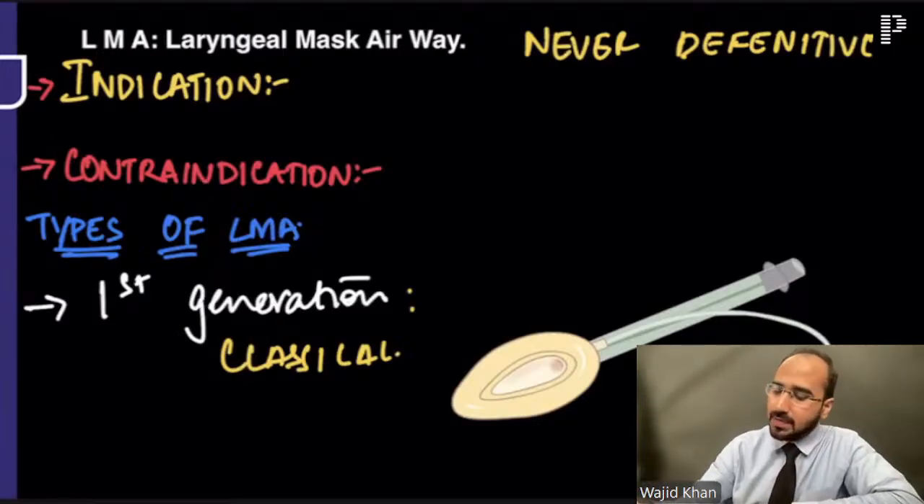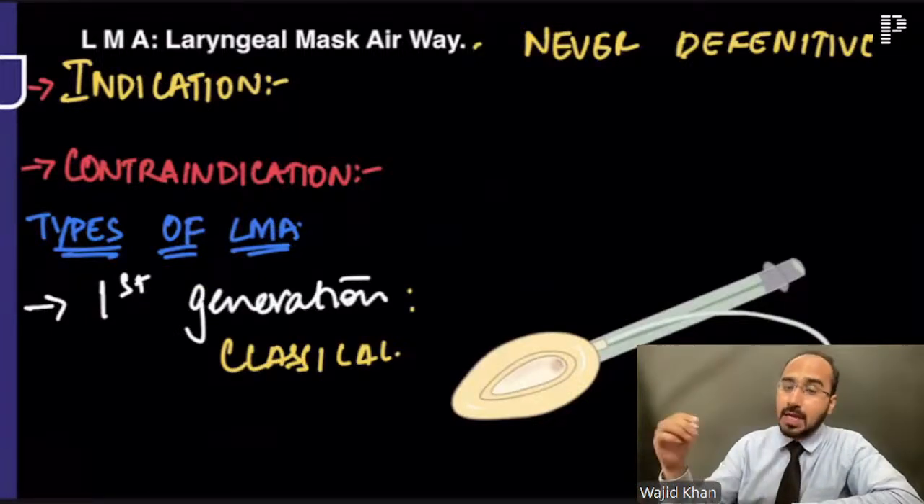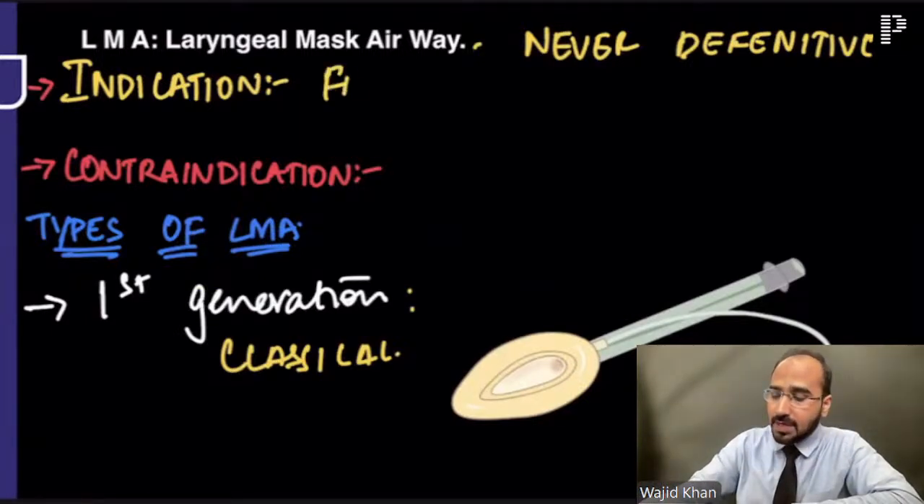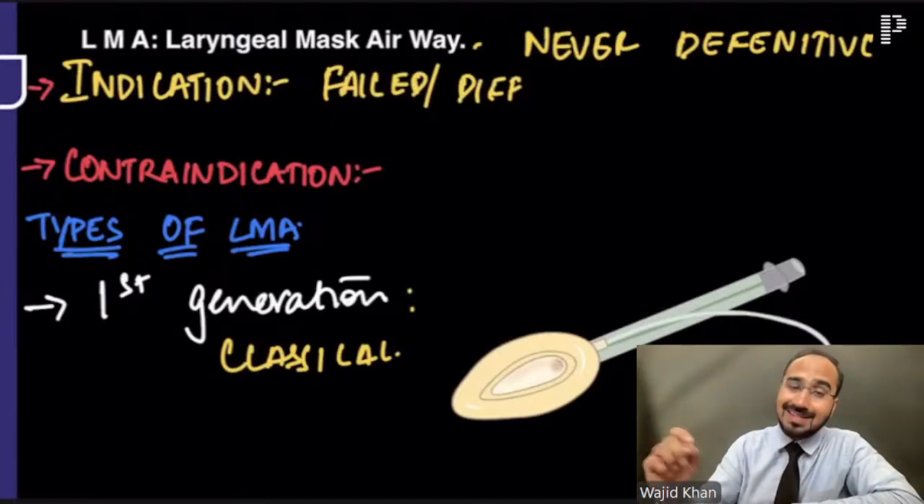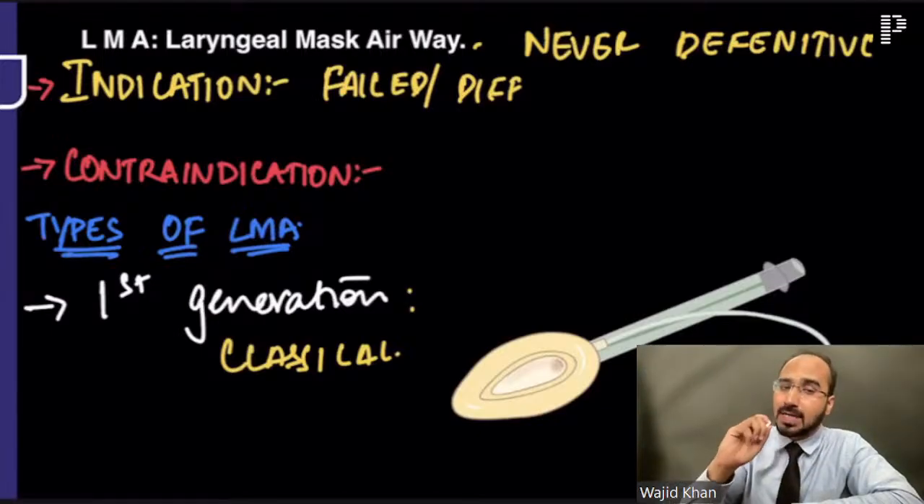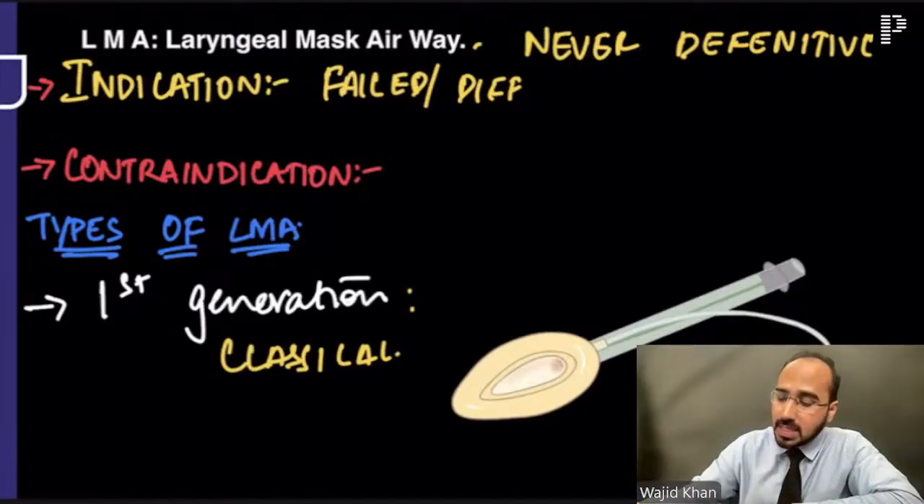Right. So anyways, laryngeal mask airway is never a definitive airway. It is indicated for what patient? If at all you are failing in intubation, in cases of failed intubation or difficult intubation, you go for it. Contraindication: remember, the laryngeal mask airway is kept in the supraglottic area. Hence, you will be ventilating the trachea as well as the esophagus. Hence, the gases will enter the esophagus also.